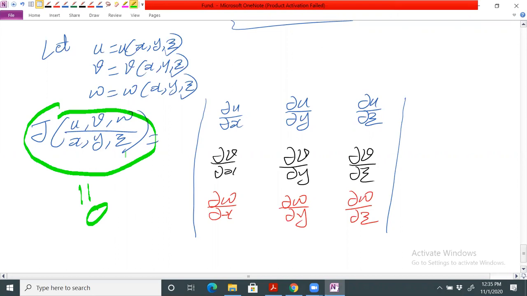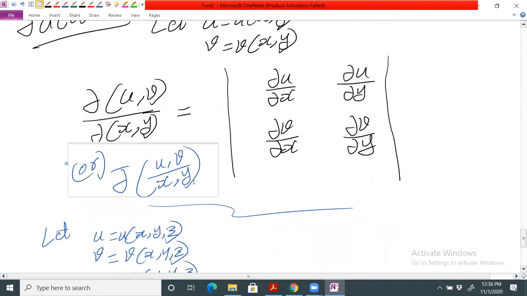Whenever the Jacobian of u, v, w with respect to x, y, z equals 0, then we can say that u, v, w are functionally related. If this Jacobian value is not equal to 0, then we can say they are functionally independent. Whenever the Jacobian of u, v, w is equal to 0, the variables u, v, w are functionally related or functionally dependent. When the Jacobian value is non-zero, we can say that u, v, w are functionally independent.